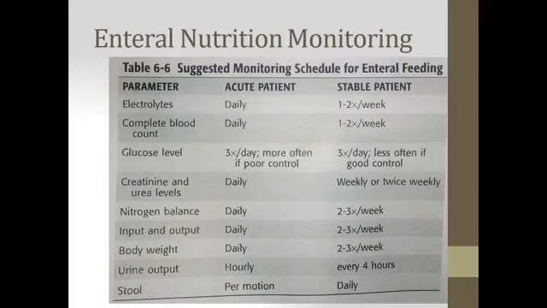So this chart suggests the monitoring schedule for enteral feeding: electrolytes, complete blood count, glucose level, urea and creatinine, nitrogen balance, intake output, body weight, urine output, and stool. These are monitored in the acute patient on a daily basis, but if the patient is stable, we monitor on alternate days, 2 or 3 times a week.